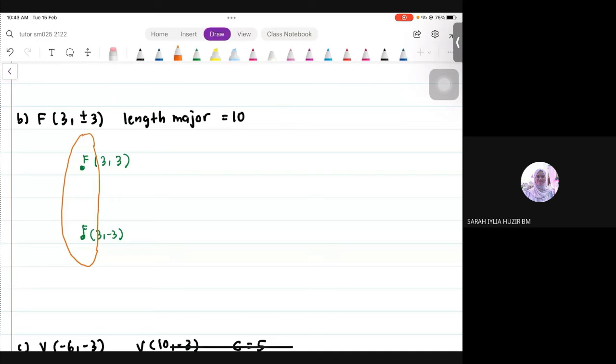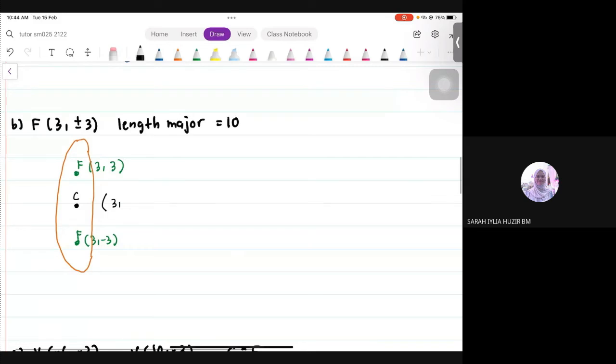Okay. So, from here, apa yang awak boleh dapat dulu? First, kita boleh dapat center. Tak ada problem. Kenapa? Sebab center always midpoint. Dia mesti tengah-tengah. So, here terus nampak kan. Center must be (3, 0). Distance between center to focus just now is c. So, c is 3. Dia terus nampak kat situ.